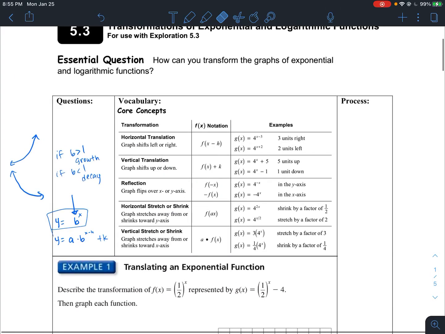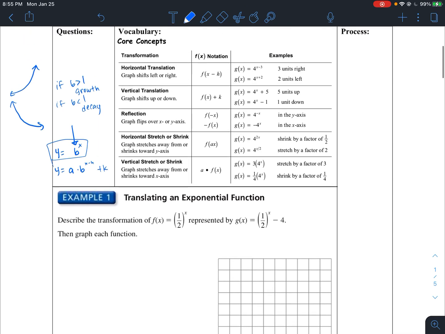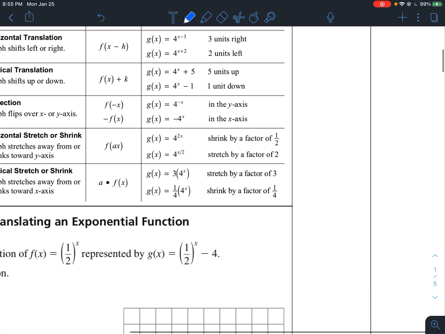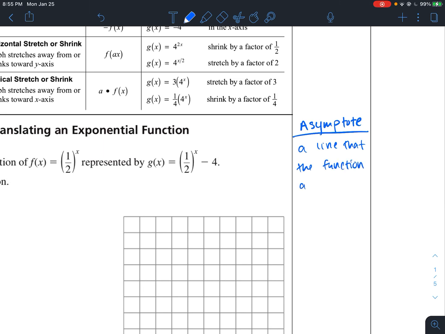Alright, so let's just get to doing some examples. Before, one more thing. Exponential functions have what's called an asymptote. So make sure we know what that is. So an asymptote, which is spelled A-S-Y-M-P-T-O-T-E, is a line that the function approaches but never touches.